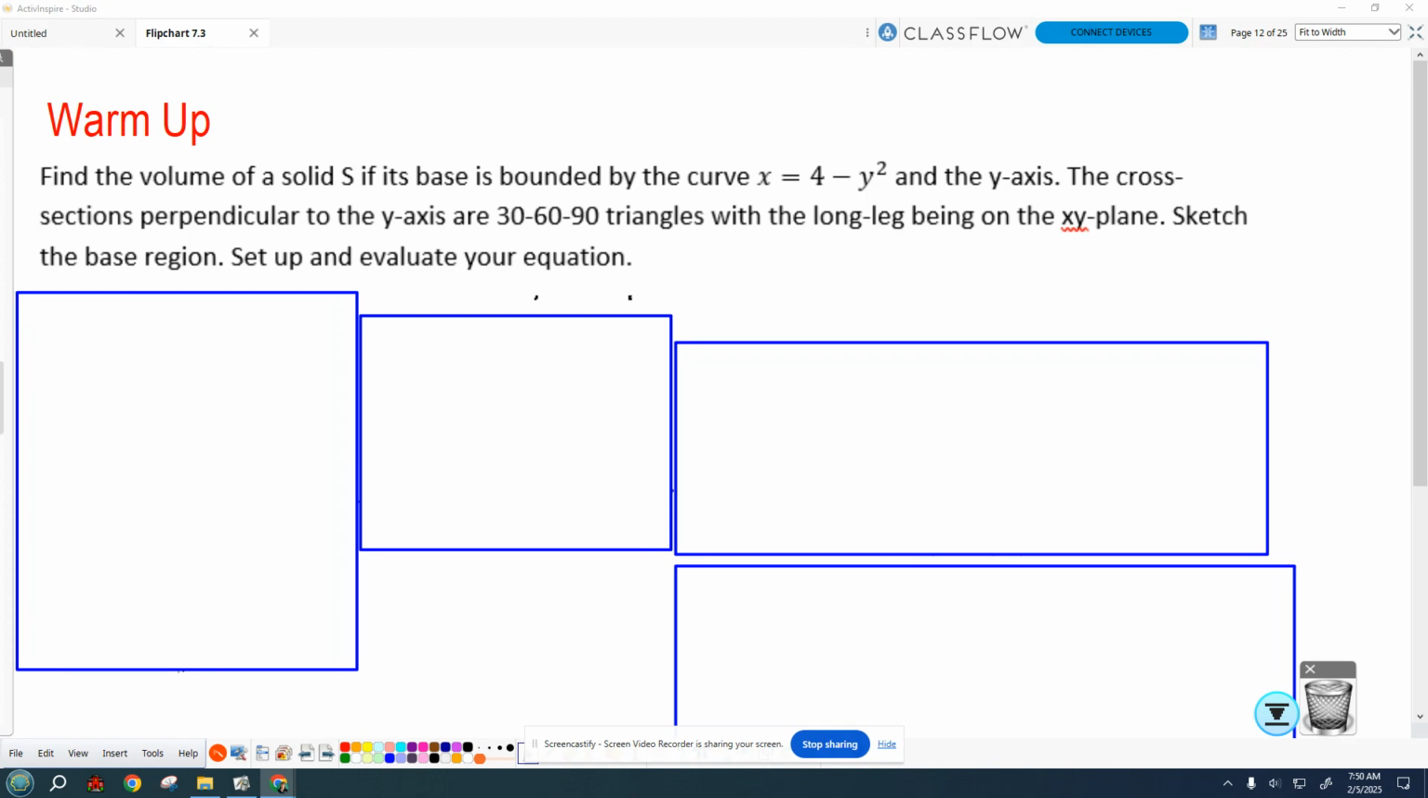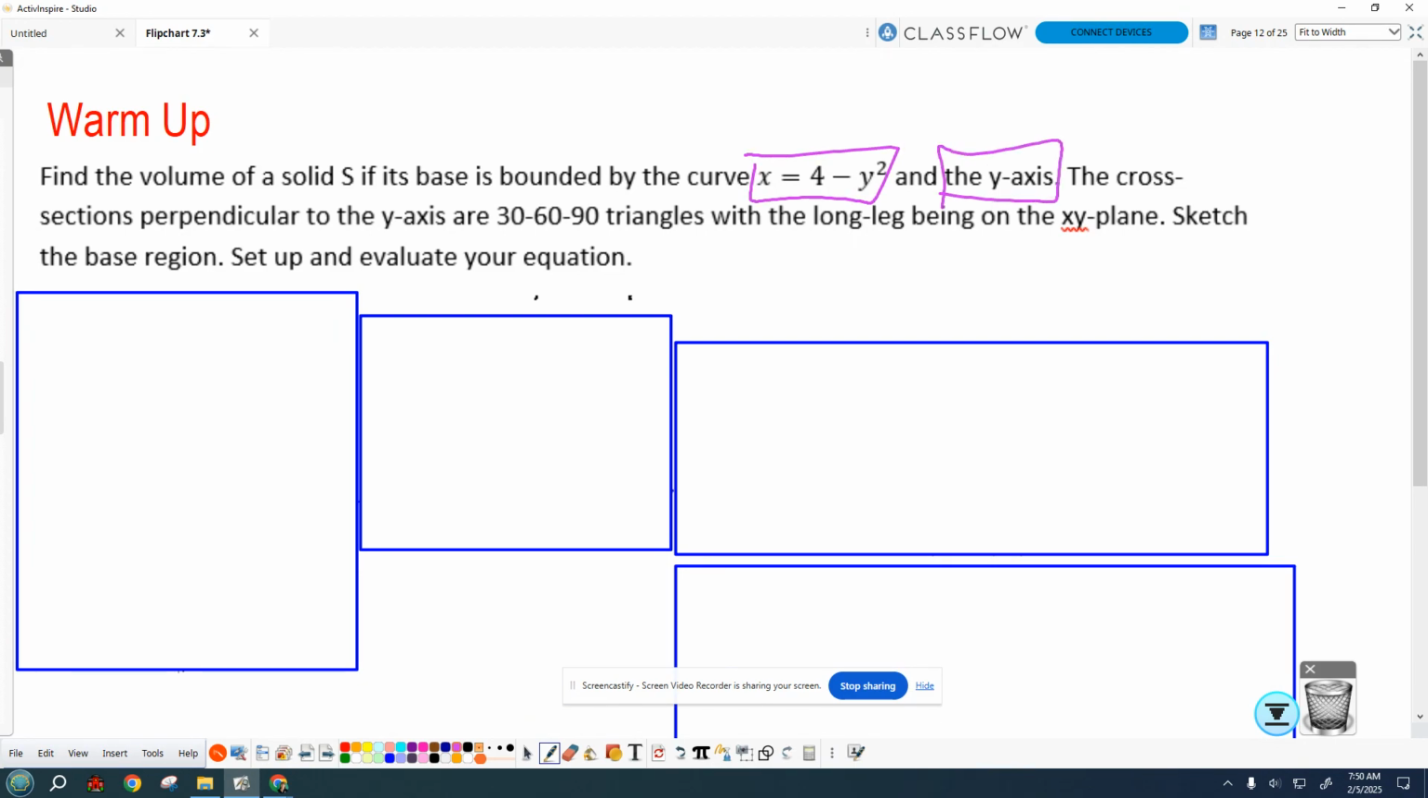So find the volume of a solid. If its base, meaning the shape that it's coming up out of and sitting on, is bounded by the curve and the y-axis. Cross sections are perpendicular to the y-axis, so the y slices, the x slices, which way? dy. So I need everything in terms of y, which, okay, we're given.